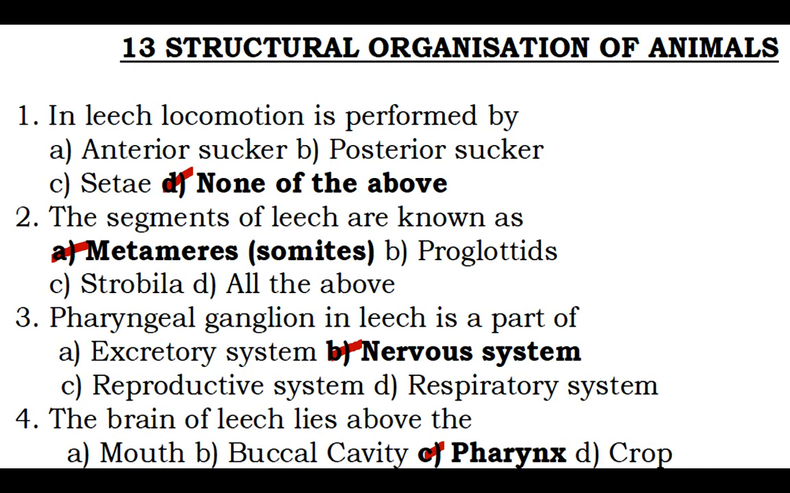13th lesson, structural organization of animals. Question number 1. In leech, locomotion is performed by, so none of the above. Option B. Question number 2. The segments of leech are known as option A, metameres, that is somites. Question number 3. Pharyngeal ganglion in leech is a part of option B, nervous system. Question number 4. The brain of leech lies above the option C, that is pharynx.